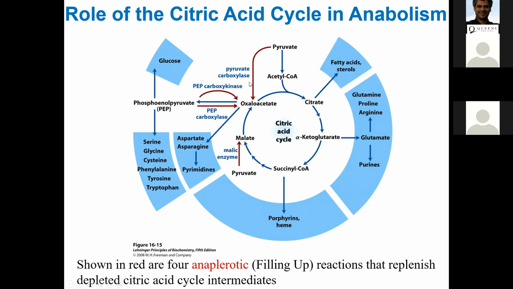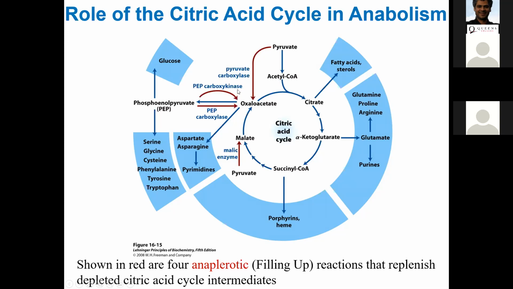Pyruvate carboxylase. If you remember, we talked about that enzyme. It's one of the biotin enzymes we talked about that will convert pyruvate to oxaloacetate. So that's one reaction that is an example of anaplerotic reaction.